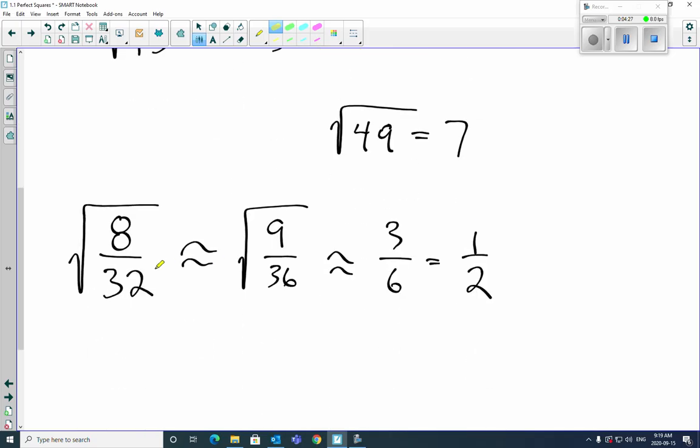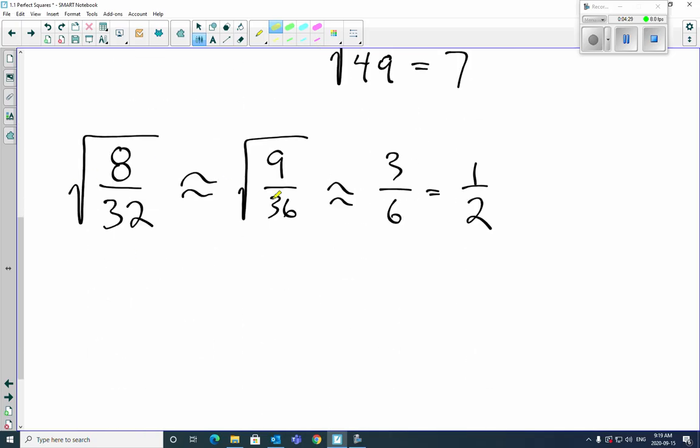What about fractions? Well, square root of 8 is pretty close to the square root of 9. And the square root of 32 is pretty close to the square root of 36. So I didn't pick benchmarks in this case. I just picked numbers that are pretty close to it just to estimate. Square root of 9 is 3. Square root of 36 is 6. That's approximately a half. It's just estimation is all it is. Okay, so that concludes lesson 1.1.